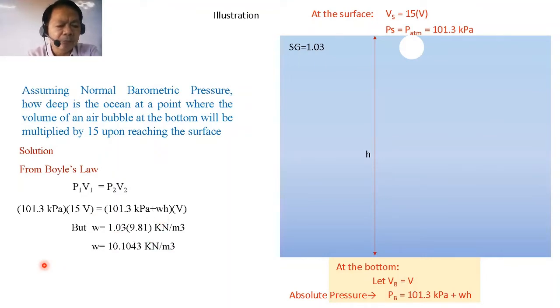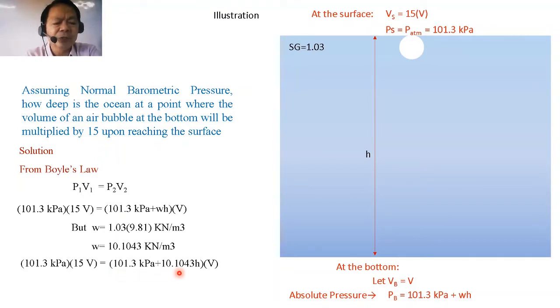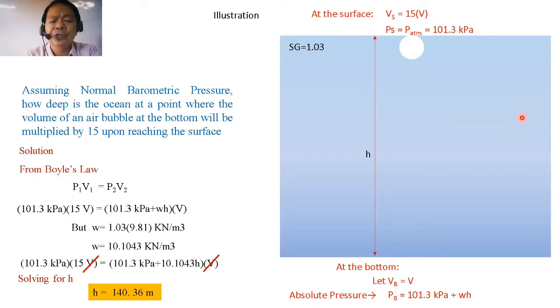And so when we simplify this, substitute this W here in this particular equation, then we shall be getting 101.3 multiplied by 15V equal to 101.3 kilopascal plus 10.01043 height multiplied by the volume. So in this case, yung volume will cancel each other. And so leaving us an equation having H as the only unknown na kapag ating sinubstitute itong H neto, therefore our H will become equal to 140.36 meter. Meaning, itong height ng ating depth, ng ating ocean is 140.36 meters. So, ganun lang kasimple yung ating application.